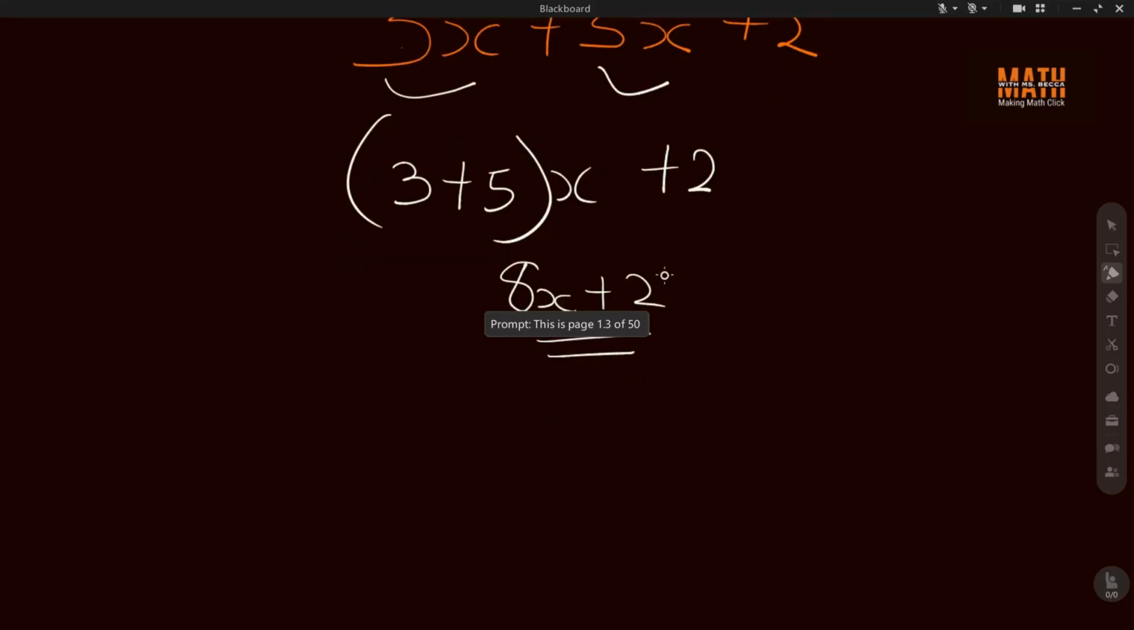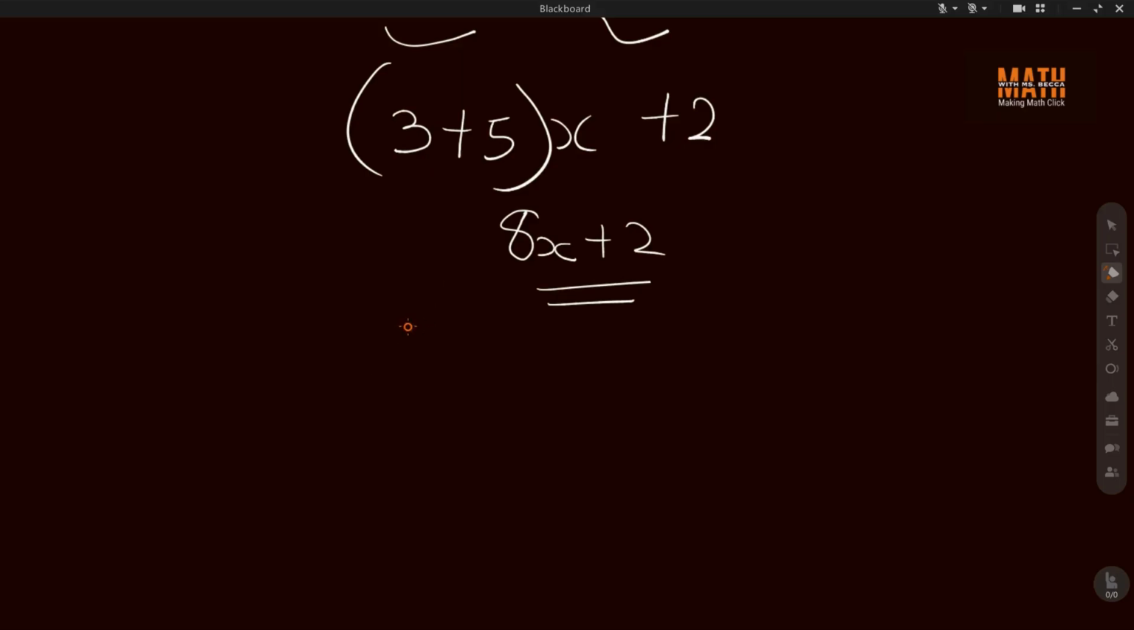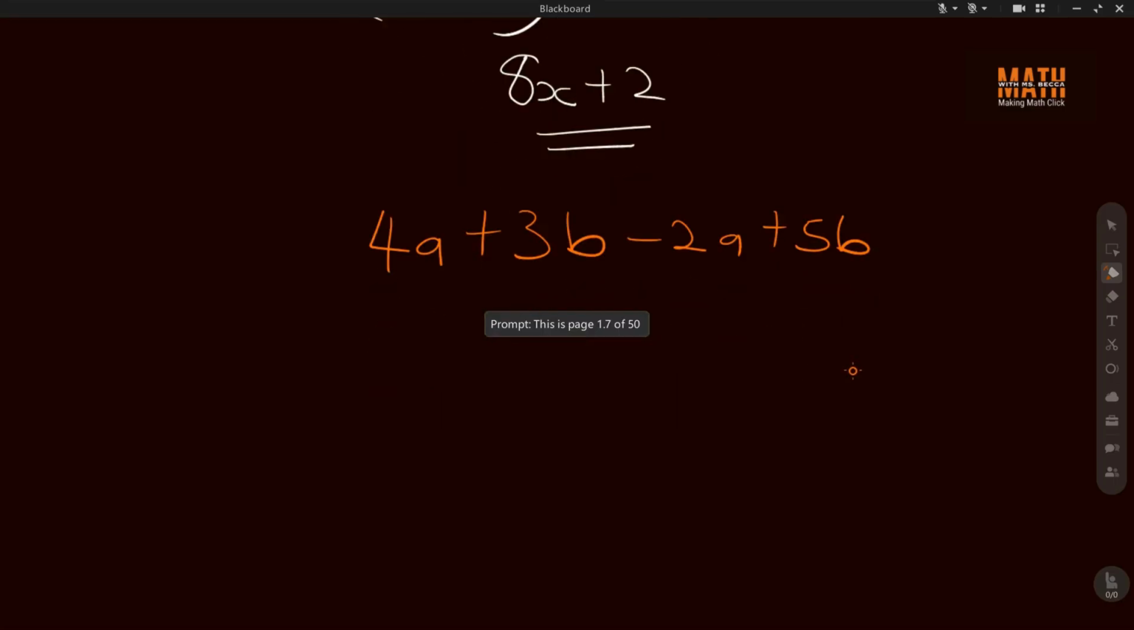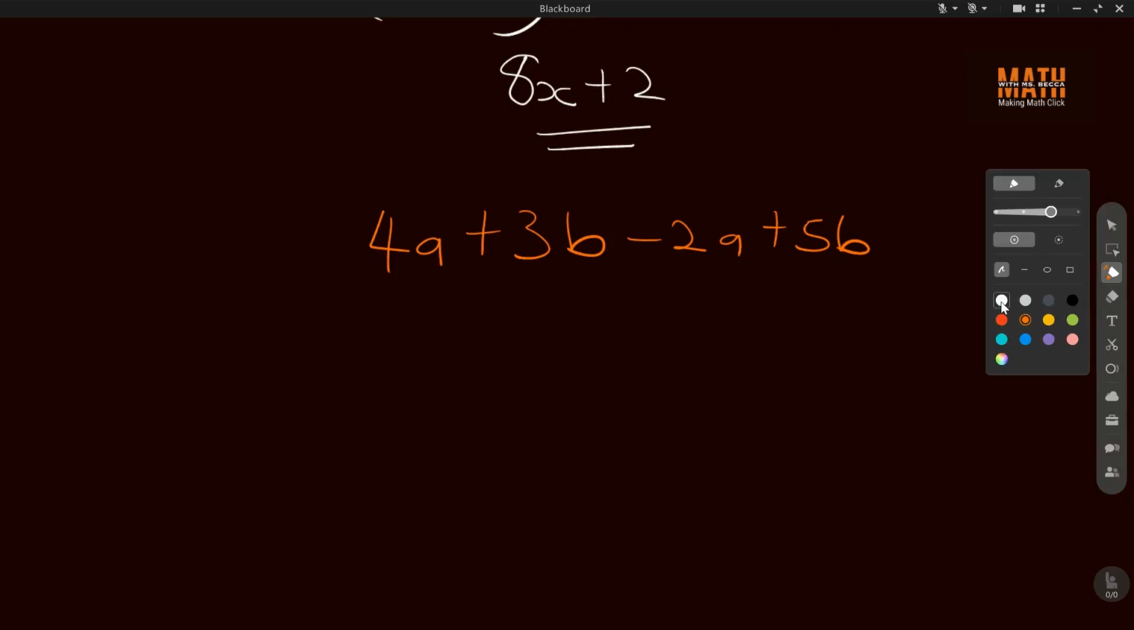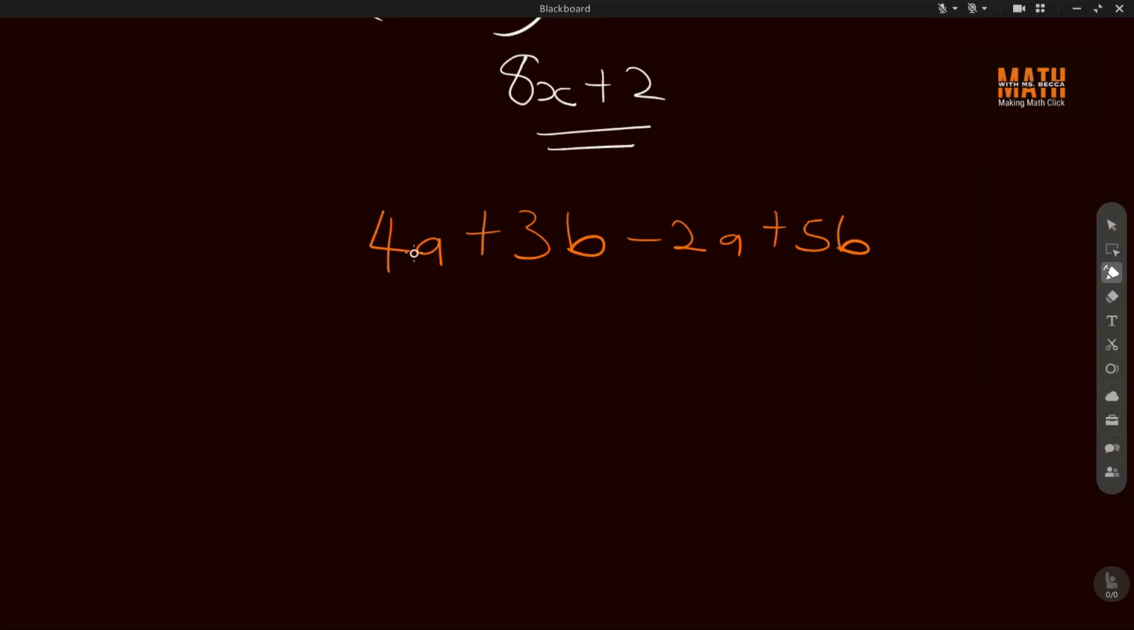Now, let's add multiple variables. Let's add 4a plus 3b minus 2a plus 5b. Here we have multiple variables, and what are we going to do? What we have to do is group the like terms. Here we can see 4a and negative 2a are like terms, and 3b and 5b are like terms because they have the same variables.